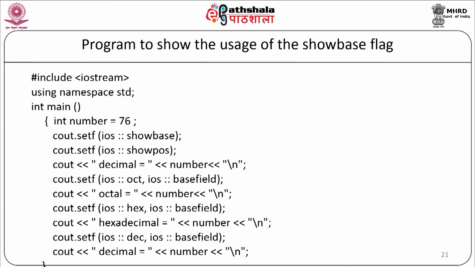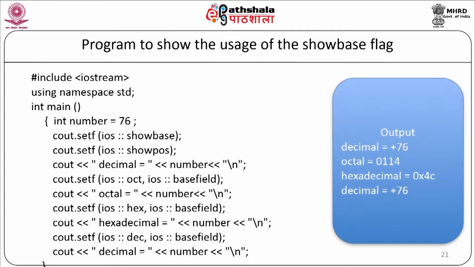our program is end. Now when the above code is compiled and executed, it will produce the result as decimal = +76, octal = 0114, hexadecimal = 0x4c and decimal = +76.